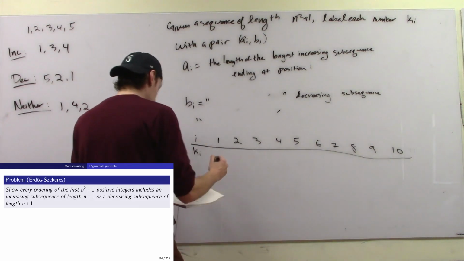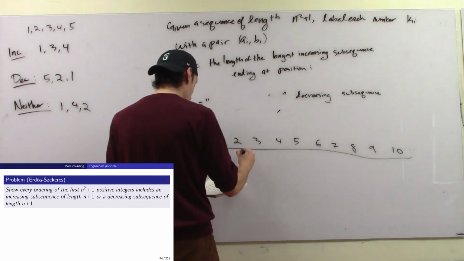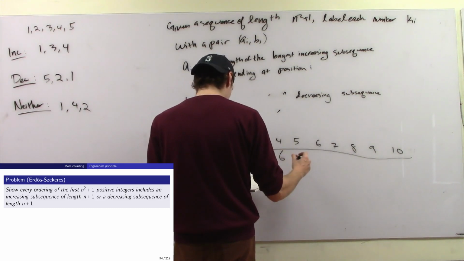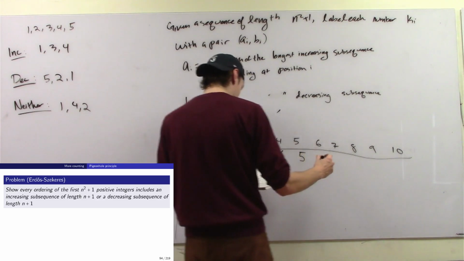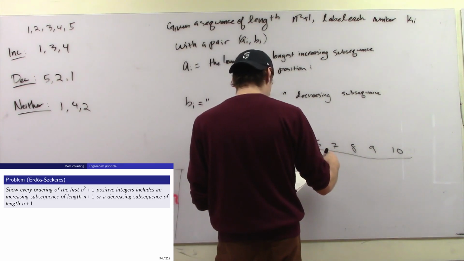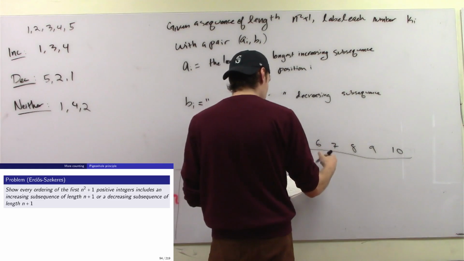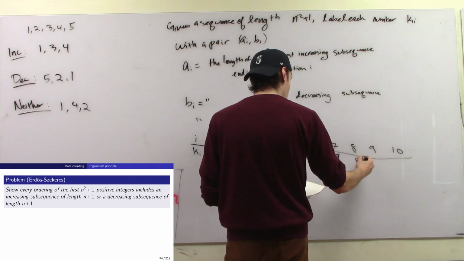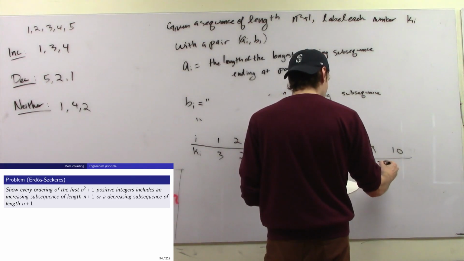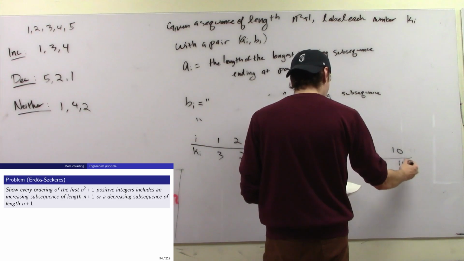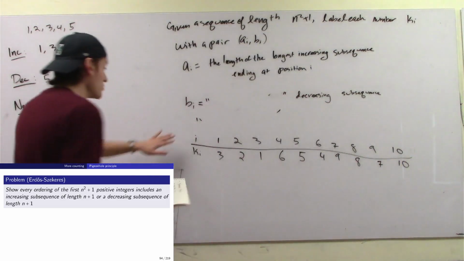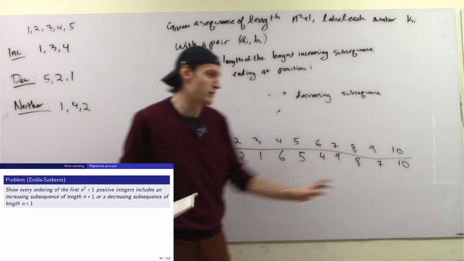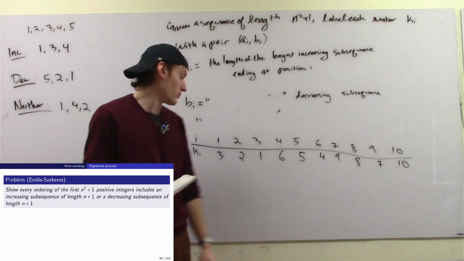So the first position will be 3, and the second position will be the number 2. The third position will be the number 1. The fourth position will be the number 6. The fifth position will be the number 5. In the sixth position, we have number 4. The seventh position, we have number 9. Eighth position, we have the number 8. Ninth position, we have the number 7. In the 10th position, we have the number 10. So these are just my indices in the top row, and this is my actual sequence I'm looking at in the second row.